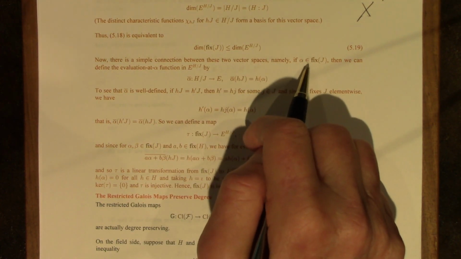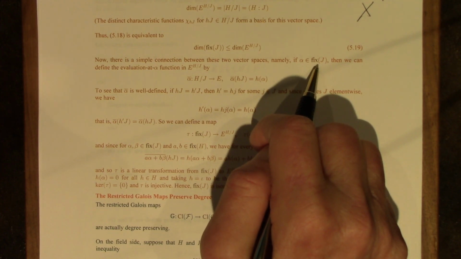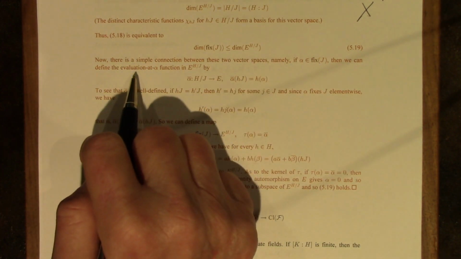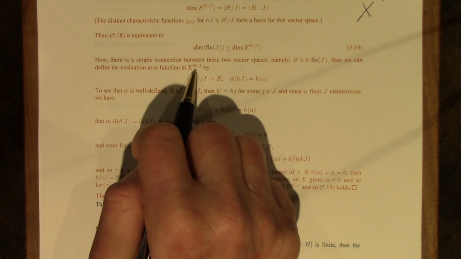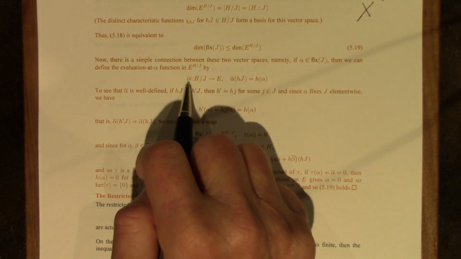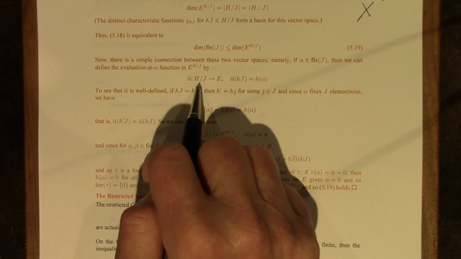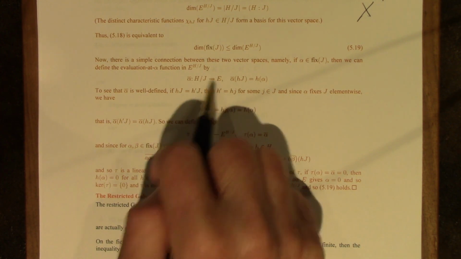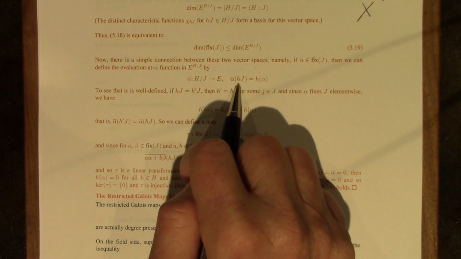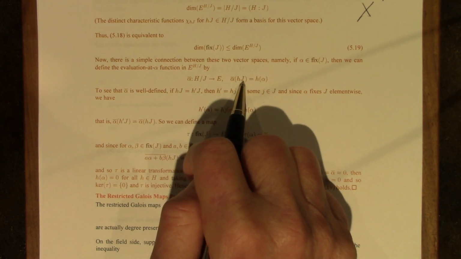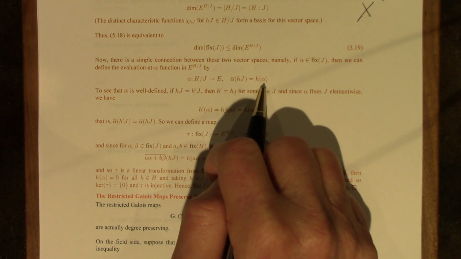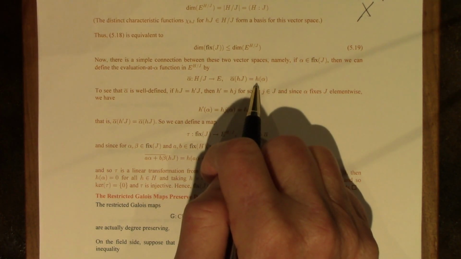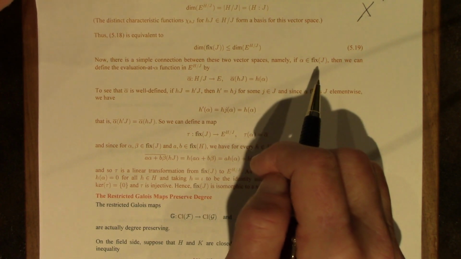Namely, if alpha is a vector in fixed J, then we can define the evaluation at alpha function, which will belong to this vector space. We'll call it alpha bar, so it's a function from H mod J to E. Alpha bar applied to a coset hJ is h of alpha. Remember that h is an automorphism of E, and alpha is a member of E.